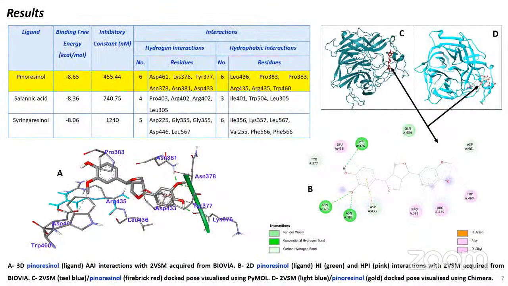The top 3 binding free energies were observed in pinoresinol, salonic acid, and syringaresinol, out of which pinoresinol and syringaresinol are ligands that have been proved by Lin et al. to be effective against Paramyxoviridae viruses.